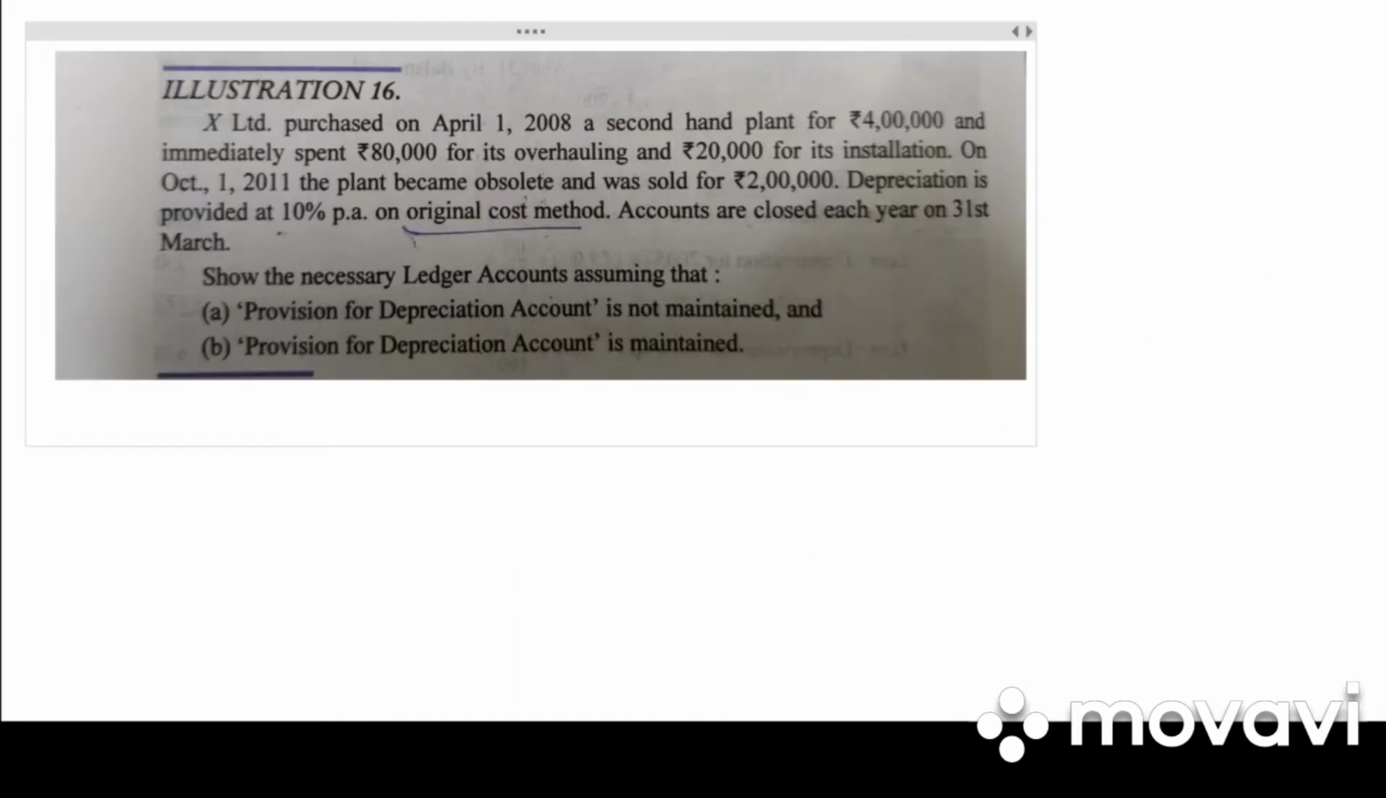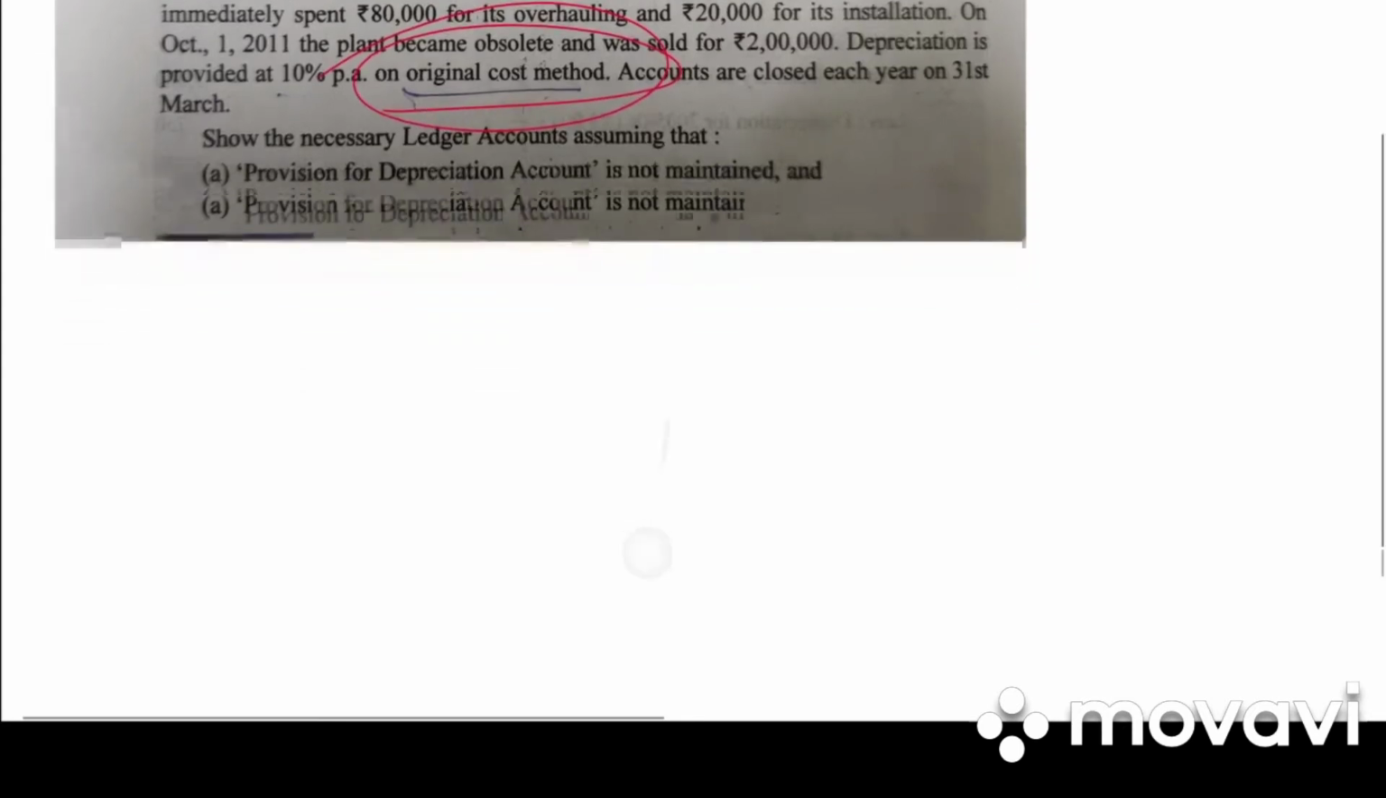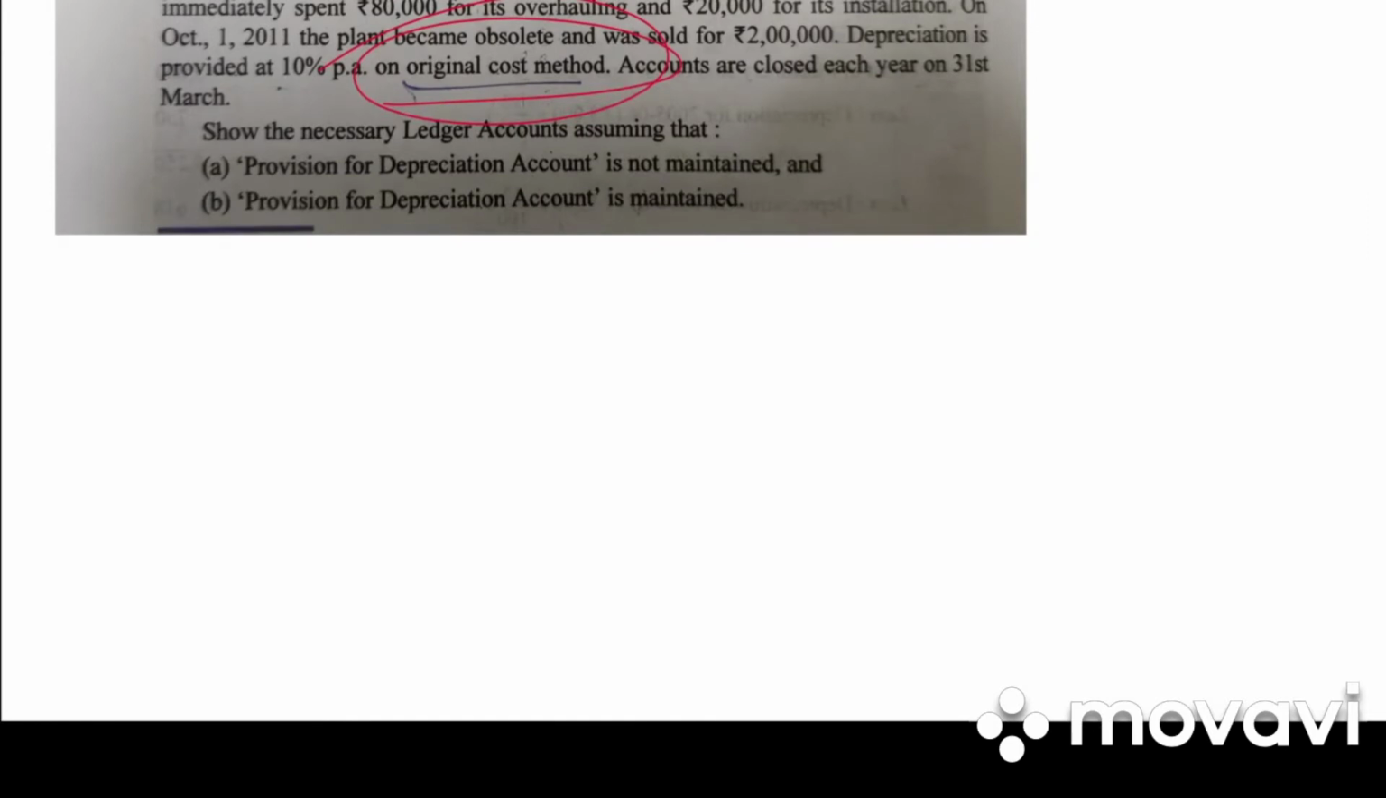So take down an illustration. X Limited purchased on 1st April 2008 a second hand machinery for 4 lakh and immediately spent 80,000 for installation and overhauling expenses. On October 1st, the plant became obsolete and was sold for 2 lakh. Depreciation provided 10% on original cost method. Accounts are closed 31st March. Show the necessary ledger account assuming provision for depreciation is not maintained and it is maintained.